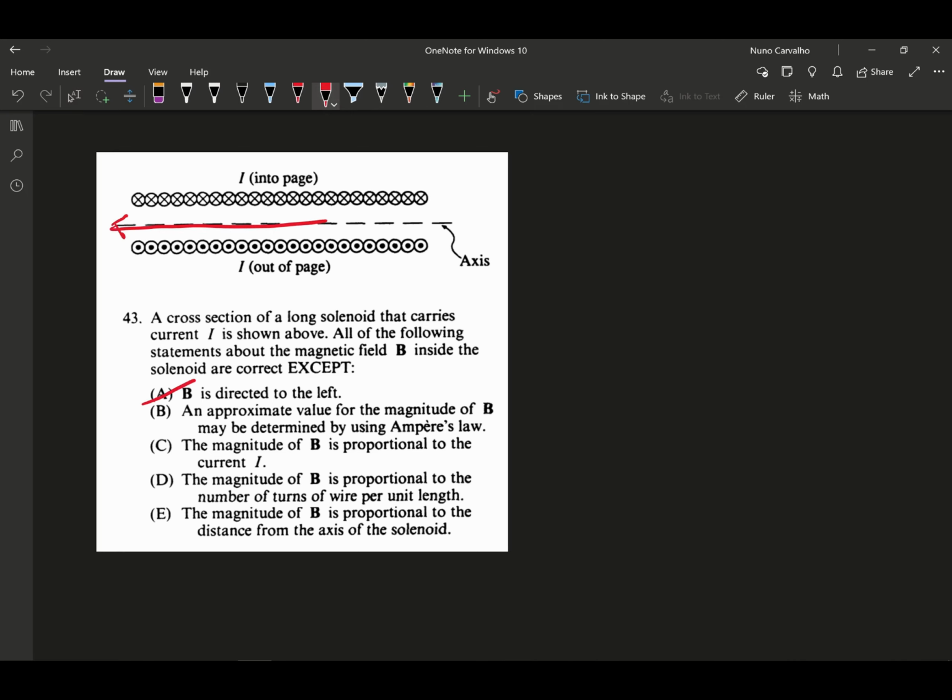For B, an approximate value for the magnitude of B may be determined by using Ampere's law. This is true. This is how we get to this equation, which is given to you on your formula sheet, and it looks like this. We use Ampere's law, and we use a rectangular loop to figure that out. So that's not true. We can use Ampere's law for that.